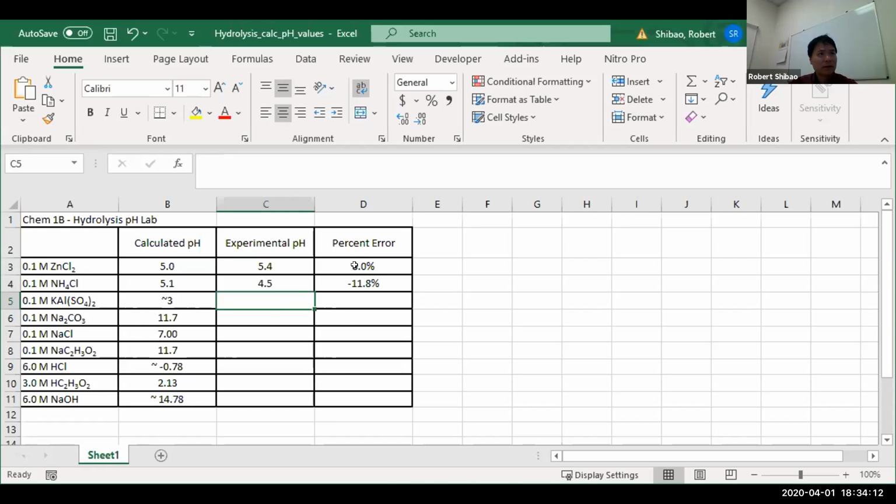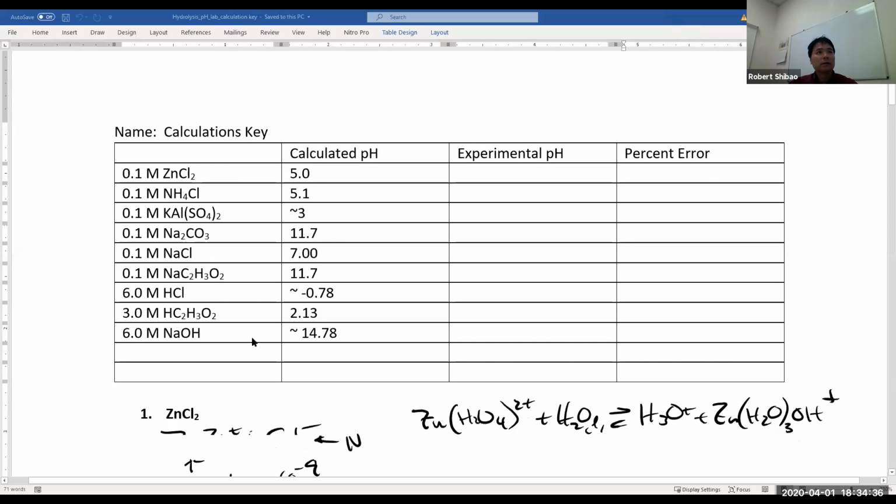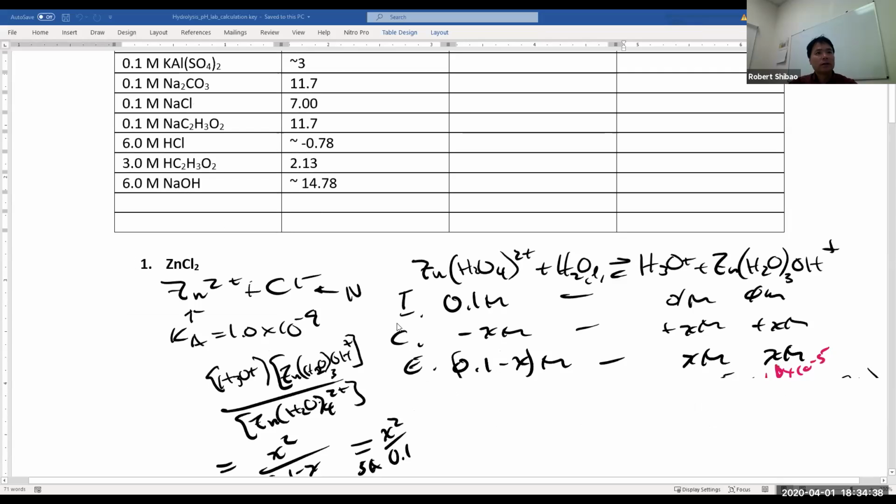So I just plugged in an equation for the percent error. That's it. But also you want to check your pHs here to make sure that you calculated similar pHs or the same pHs. There's another way you can check your pHs. You could just check it by, let's say, for example, the zinc. Get the zinc calculation here.